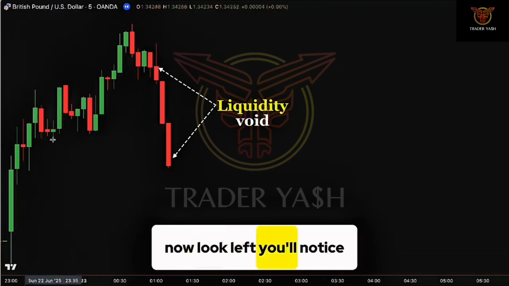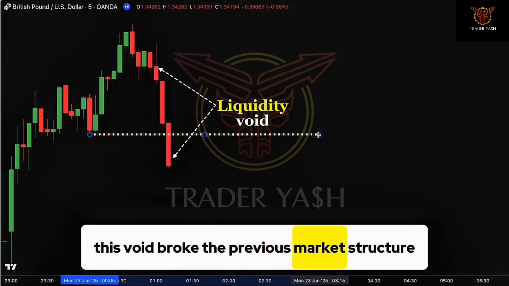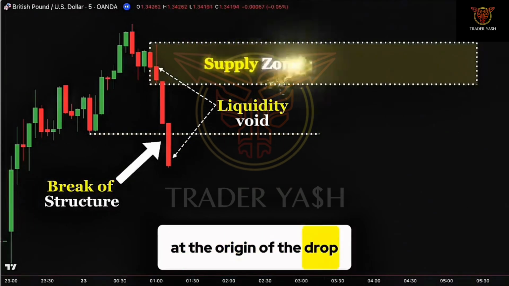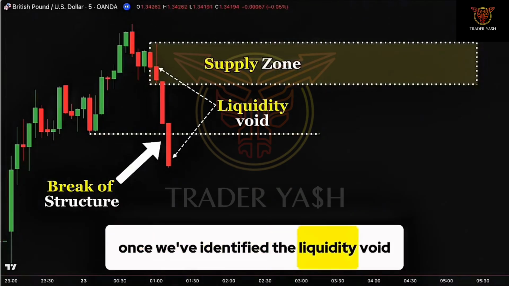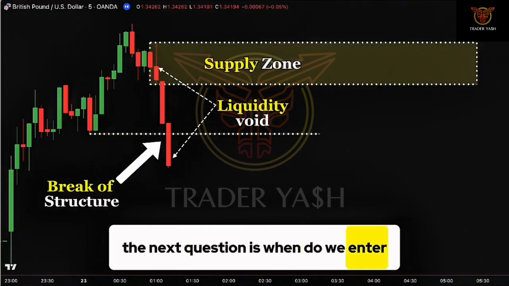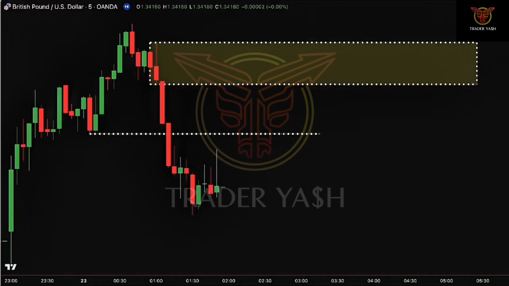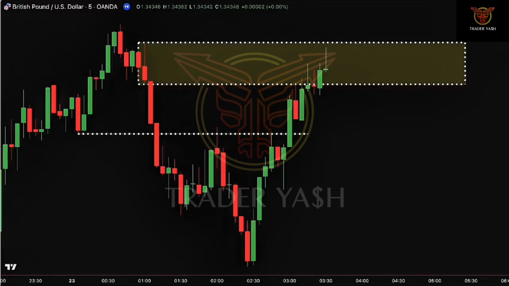Now, look left, you'll notice this void broke the previous market structure. That confirms the creation of a supply zone at the origin of the drop. Once we've identified the liquidity void, the next question is, when do we enter? Simple, we wait for price to retrace back to fill the imbalance. And the best area to look for entries? Right at the supply zone, which now acts as a premium level. Watch what happens next.